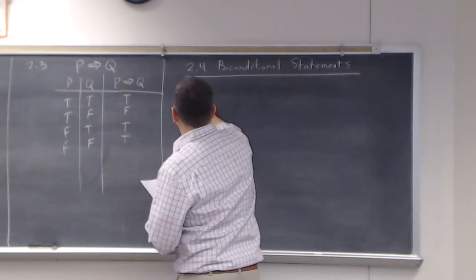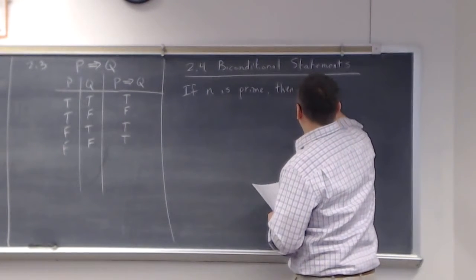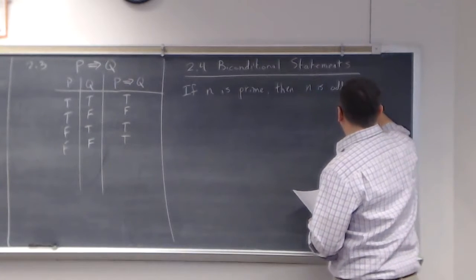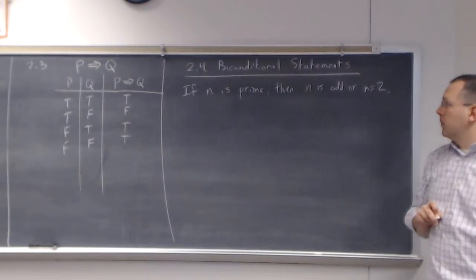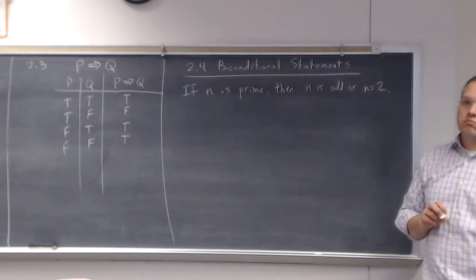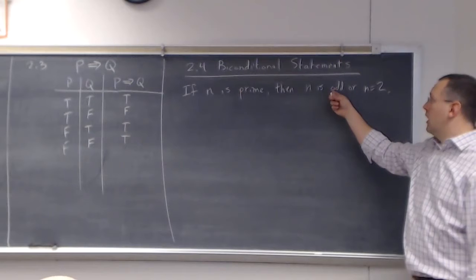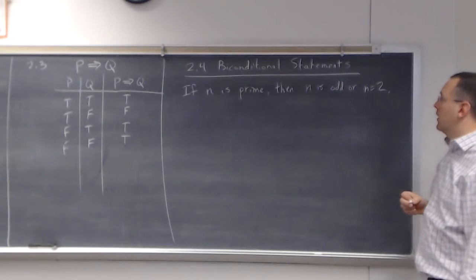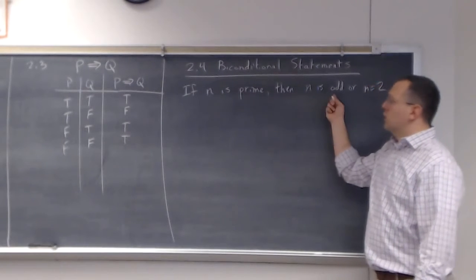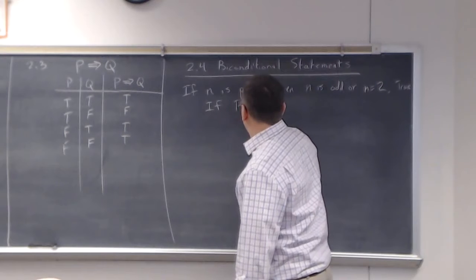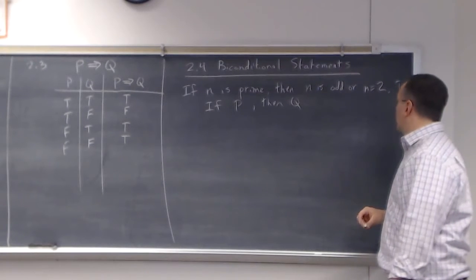So consider this conditional statement. If n is prime, then n is odd, or n equals 2. Okay, so this is a statement. Is this statement true or false? True. It's true. Every prime number is either odd or equals 2. 2 is the only prime number that's not odd. So this is a true statement. So this is a conditional statement. If P, then Q. Where P is the statement n is prime, Q is the statement n is odd or n equals 2.